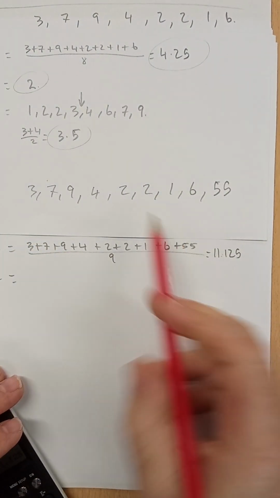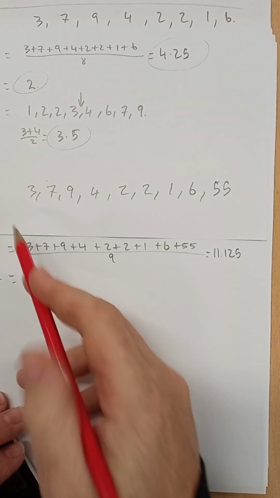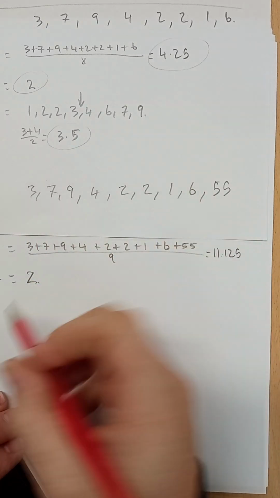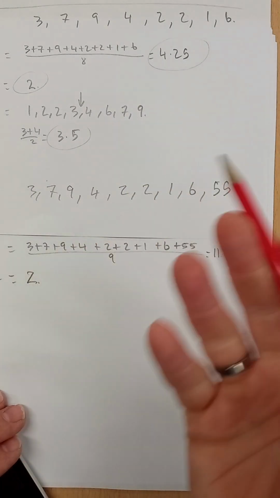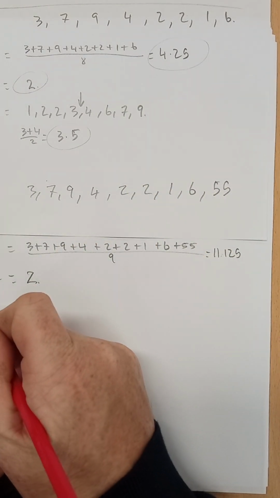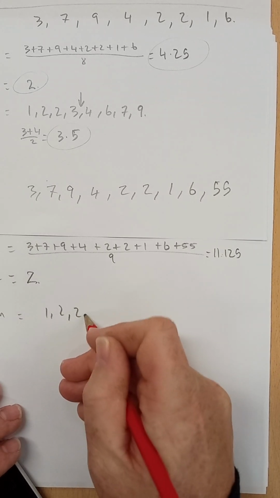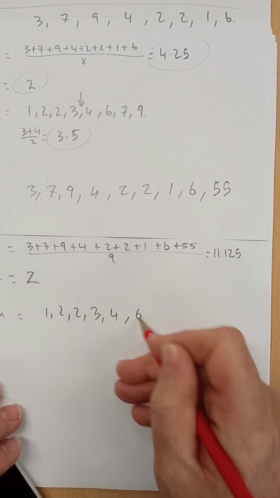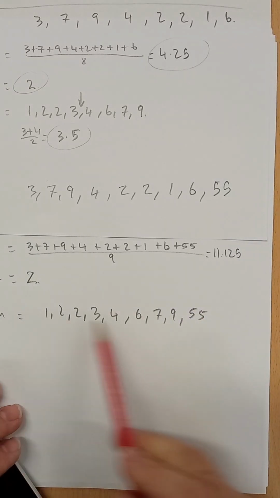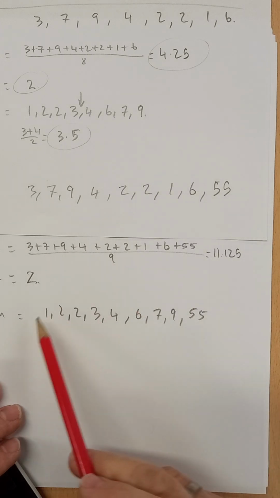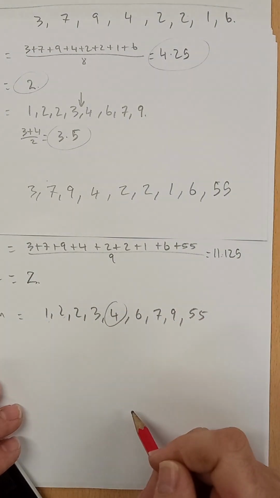Right, so let's go through this list, and the mode is still 2. And let's have a look at the median. So let's put them in order. They're already in order there. So the median: 1, 2, 2, 3, 4, 6, 7, 9, and 55. Let's find the middle one. The middle one, out of 9, will be the 5th. 1, 2, 3, 4. There she is.